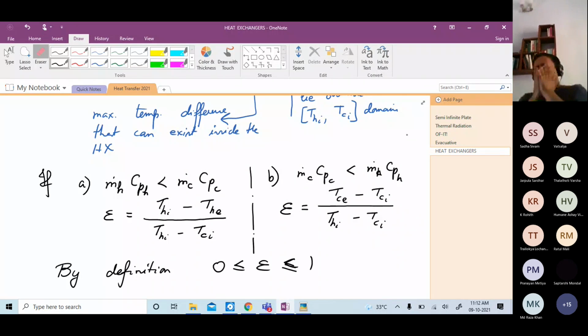Okay, so that's it for today. Almost 1 hour, so let me stop sharing now. When we come back on Monday at 10 o'clock, in that lecture we will wrap up heat exchangers. After that, you can enjoy your puja break.